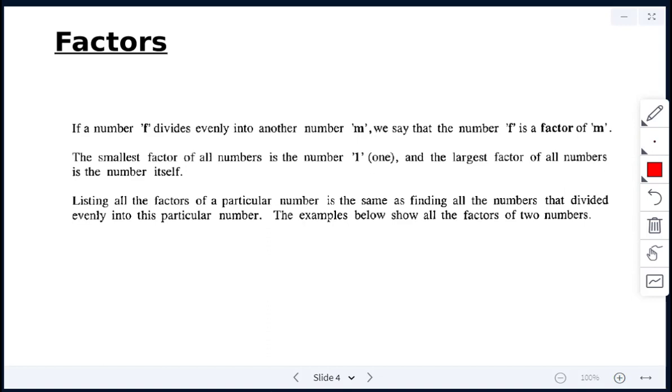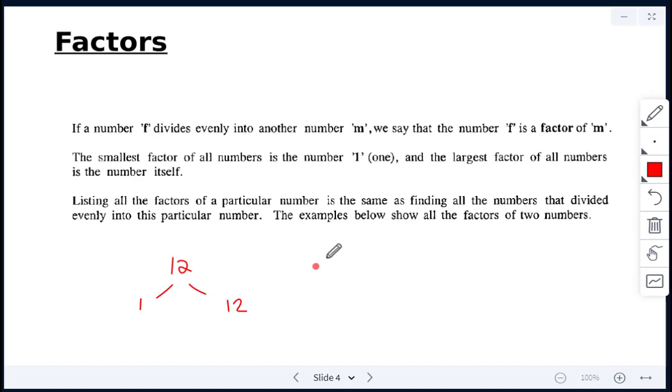If you have the number, let's say 12, what numbers go into 12? So 1 and 12. The smallest factor of all numbers would be 1, and the largest factor of all numbers is the number itself, because 1 times 12 gives me 12. Then you can list all the other factors of a particular number. It's just the same as finding all the numbers that divide evenly into this particular number.